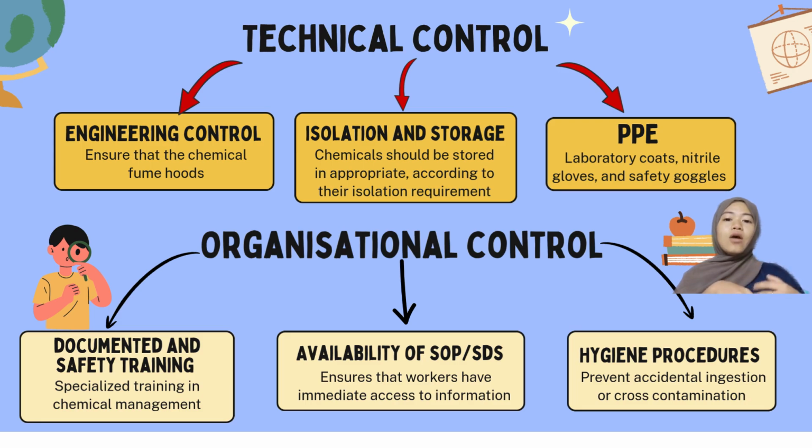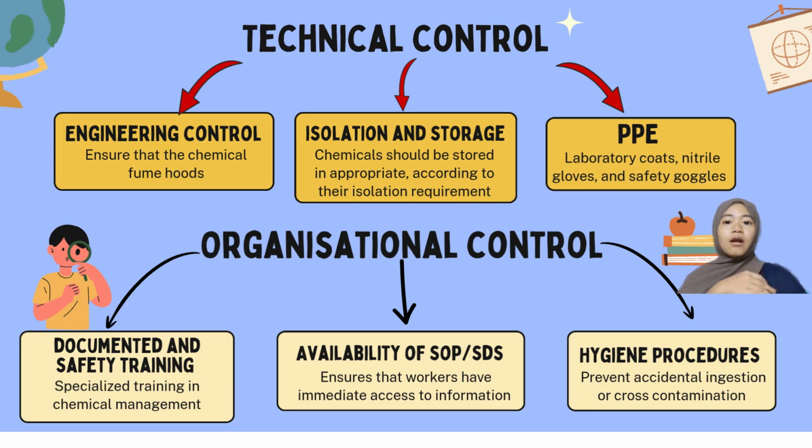Second, the availability of SOPs and SDS. Standard Operating Procedures (SOP) and Safety Data Sheets (SDS) must be immediately accessible to everyone. SOPs tell us exactly how to perform a task safely, while SDS provide crucial information about the specific hazards, handling instructions, and the emergency response for every chemical in use. Immediate access means this information is available right when and where it's needed, not locked away in an office.